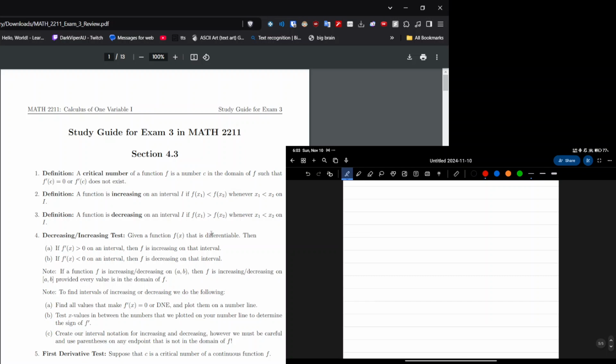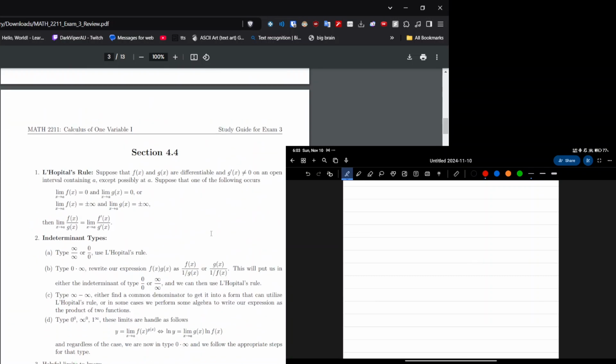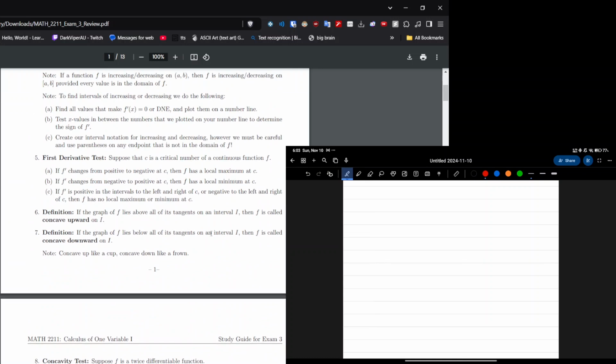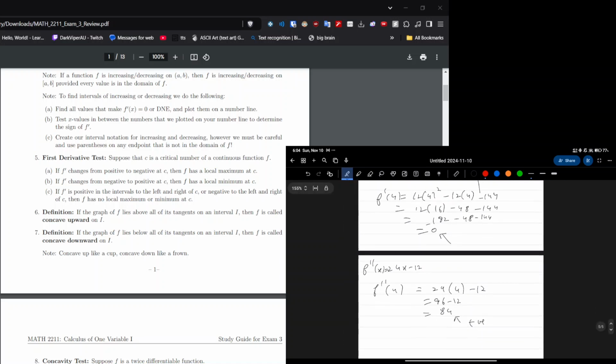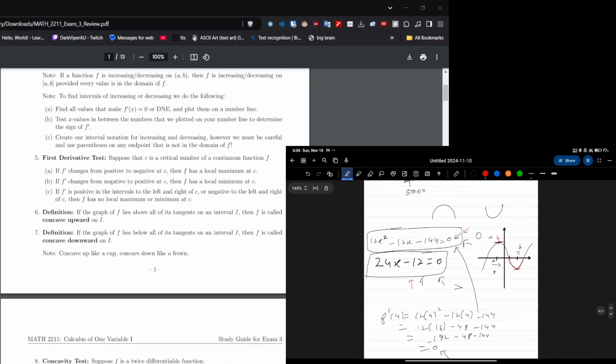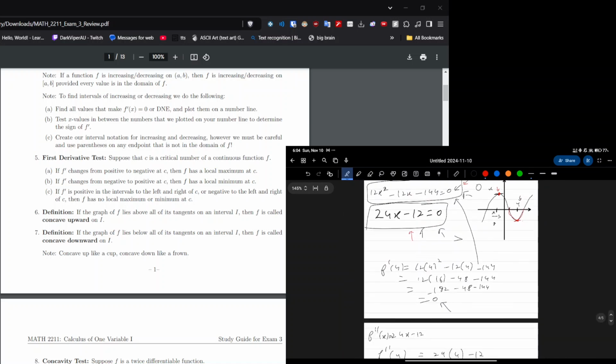Alright, so this was 4.3. Do we have any questions regarding 4.3 before I move on to 4.4? You set it equal to 0. Set what equal to 0, Fatma? How do you know when it's considered a critical point or when it's not?